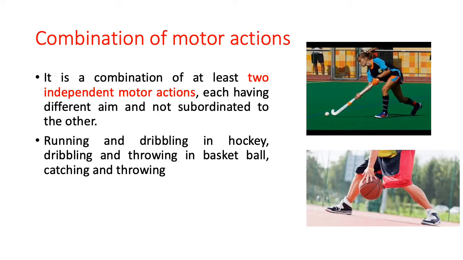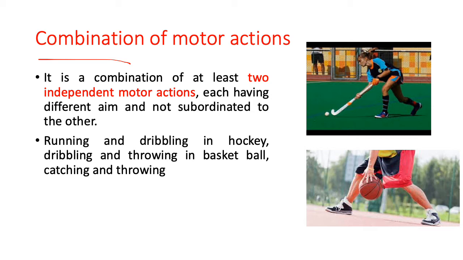Now coming to the third category, which involves combination of motor actions. It is a combination of at least two independent motor actions. It involves two independent motor actions, each having different aims and not subordinate to one another. Means two independent motor actions are happening in one go. Both have different aims, but you are performing them in one task. So that is known as combination of motor actions.